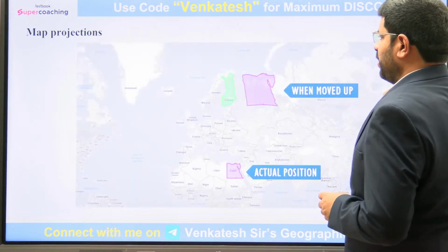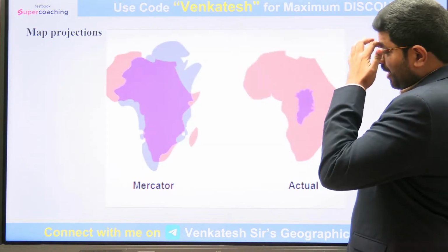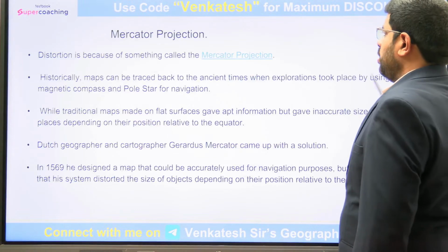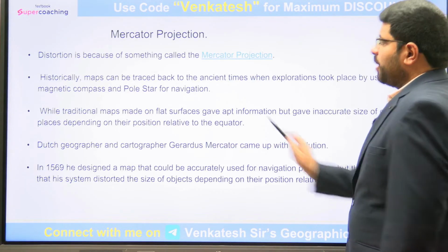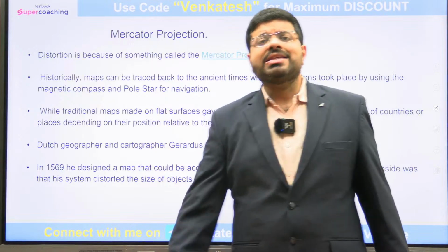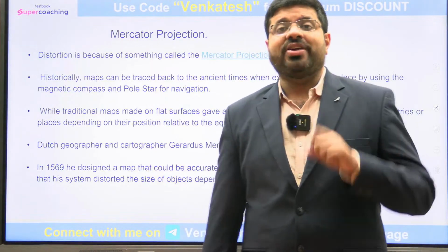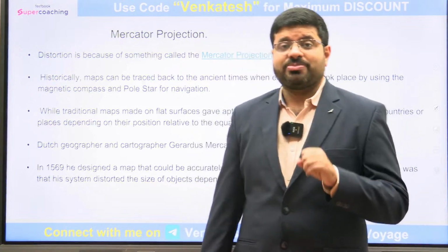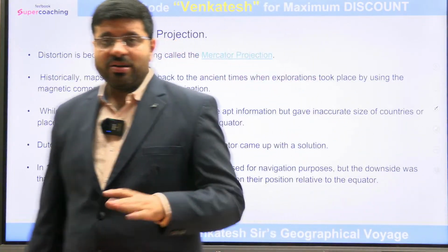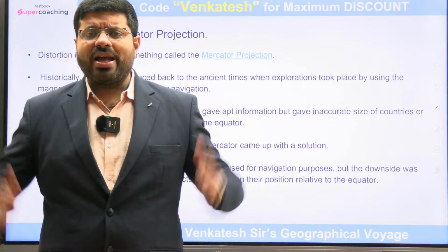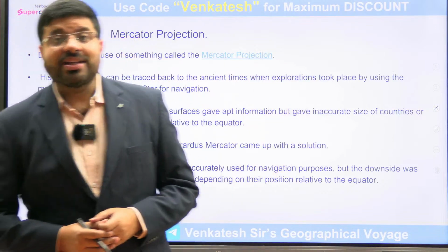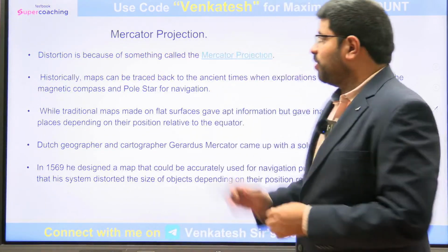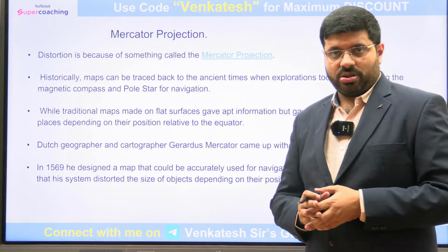What this Mercator projection does is distort sizes. All these are distortions. Look at the size of India with respect to Africa. Look at the size of India with respect to Europe, right? Look at the size of Russia. It looks very, very big, but that is not the reality. That is because of this Mercator projection.